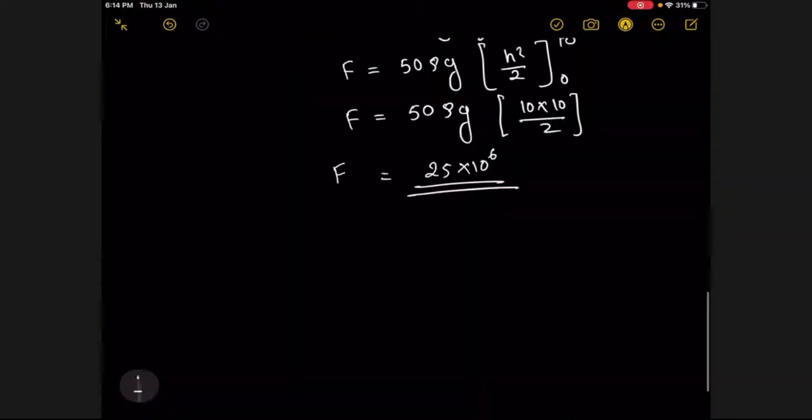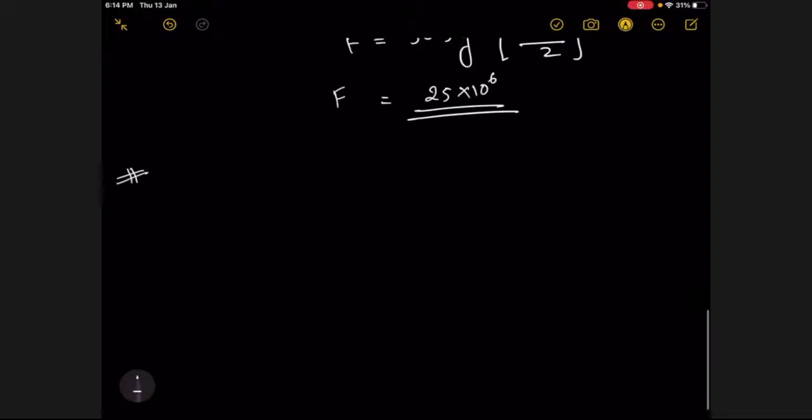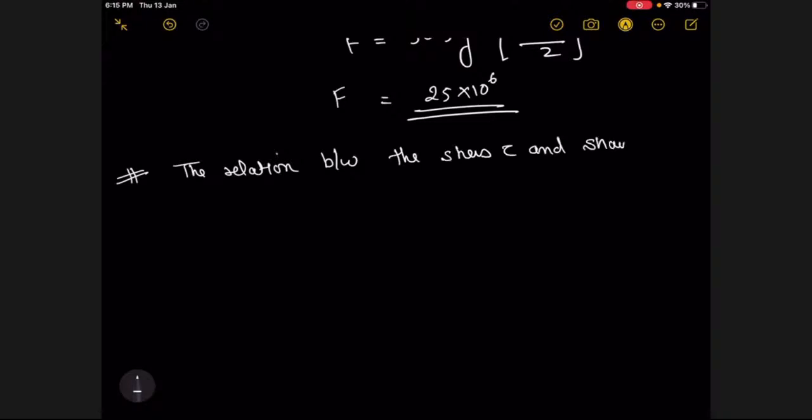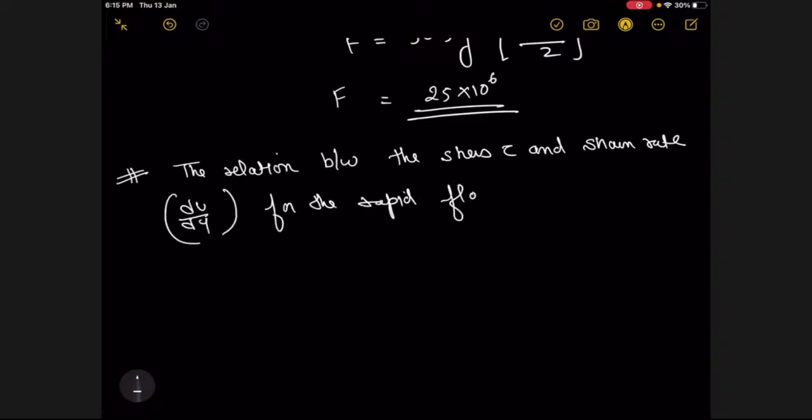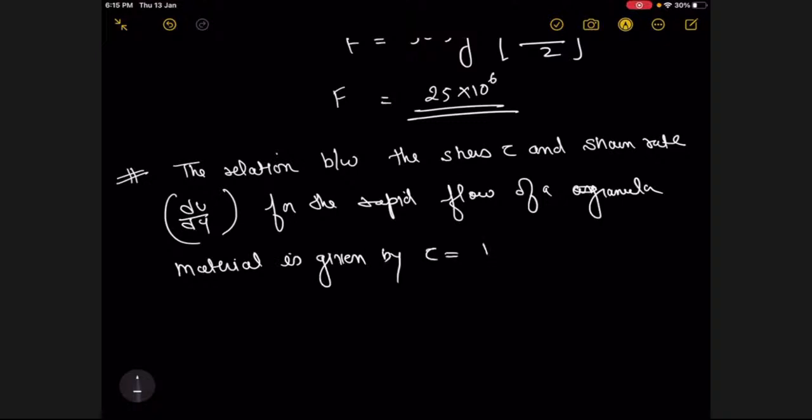Okay. Next question. The relation between the stress tau and strain rate du by dy for the rapid flow of a granular material is given by tau equals b (du by dy) squared, where b is a constant.